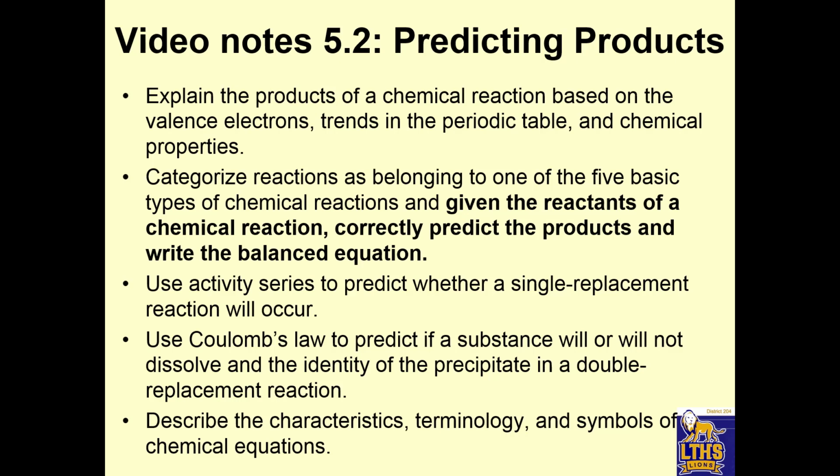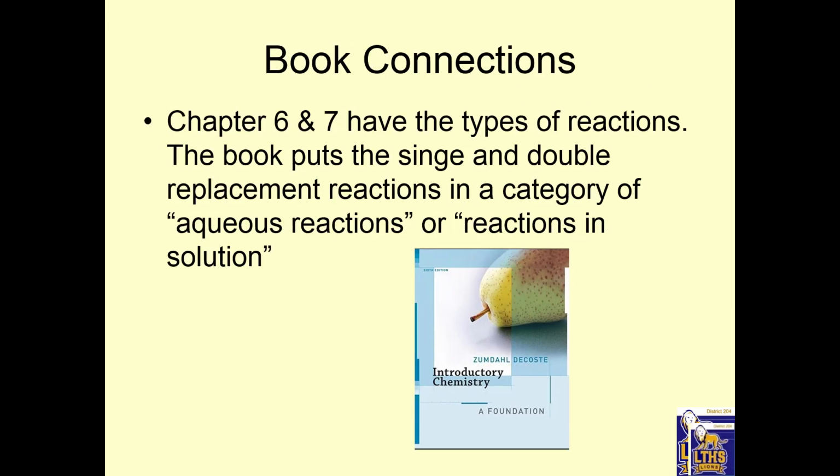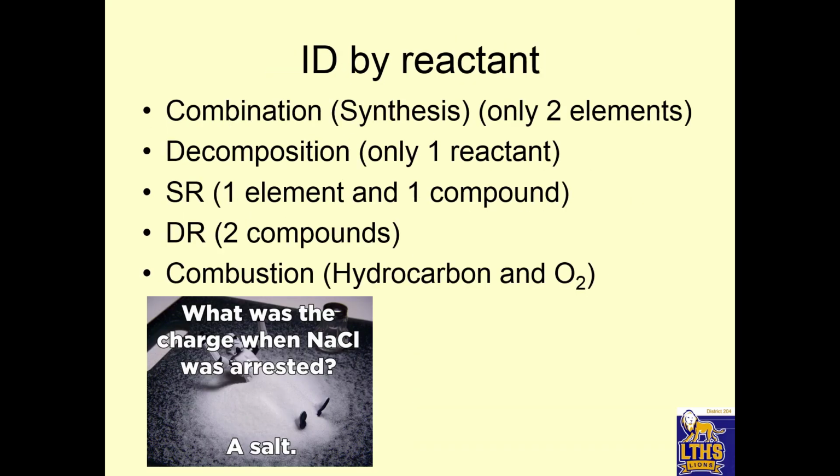So let's produce some products. Remember to read chapters 6 and 7. Before you can predict products, you have to know what reaction it is. Make sure if it's combination, you know it because it has two elements. Decomposition has one reactant. Single replacement has one element and one compound. But be careful with this one, because if the element is oxygen and the compound has carbon and hydrogen in it, then it is not single replacement, it is combustion. And double replacement is two compounds.